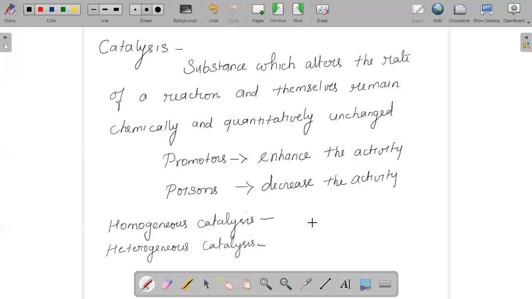Adsorption theory is also helpful in determining the mechanism of heterogeneous catalysis.